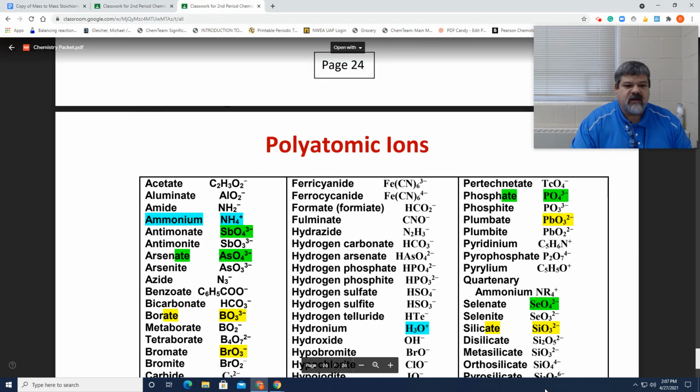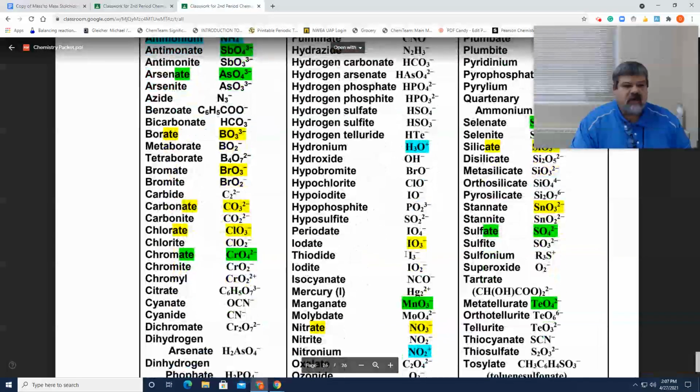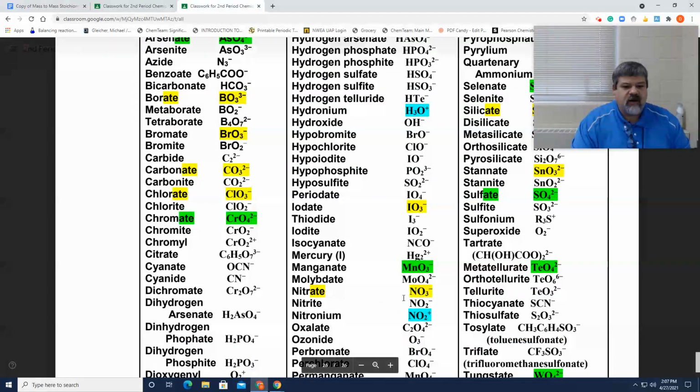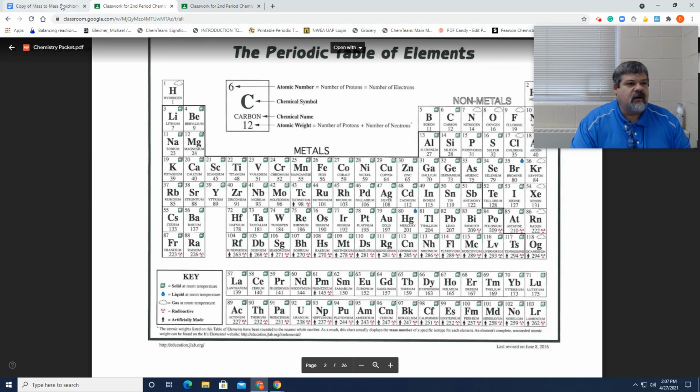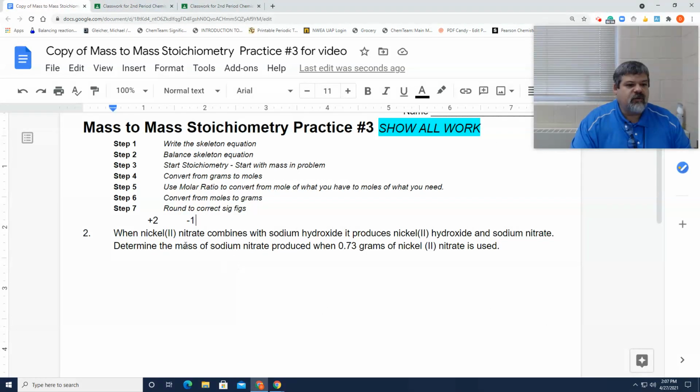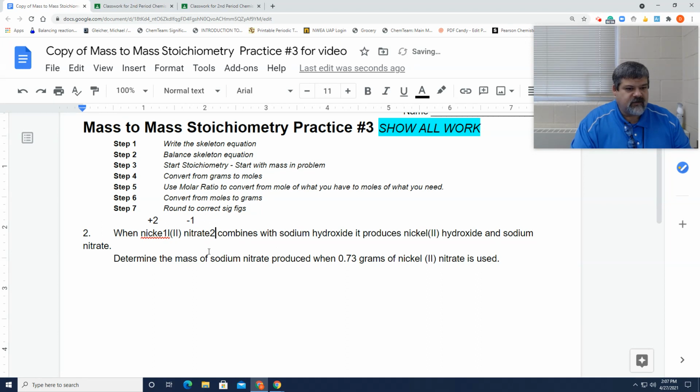Let's go ahead and look at our polyatomic ion sheet. Here's our polyatomic ion sheet, and we go to nitrate. Nitrate is NO3. It's a -1. Okay, so how did we know that our nickel was 2? Well, the nickel was 2 because we have that Roman numeral there. Since they do not cancel each other out, we crisscross. And so that means we're going to have 1 nickel and we're going to have 2 nitrates.